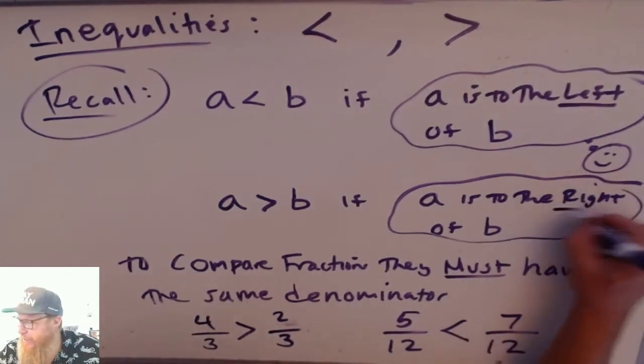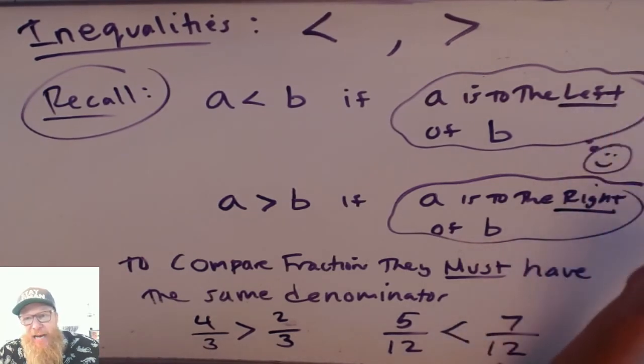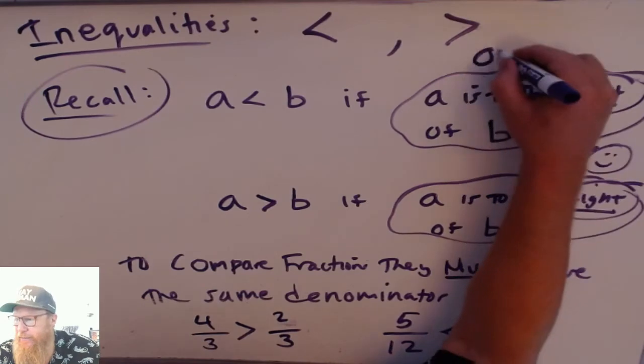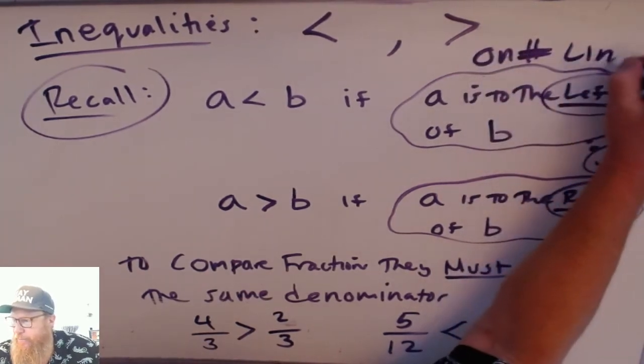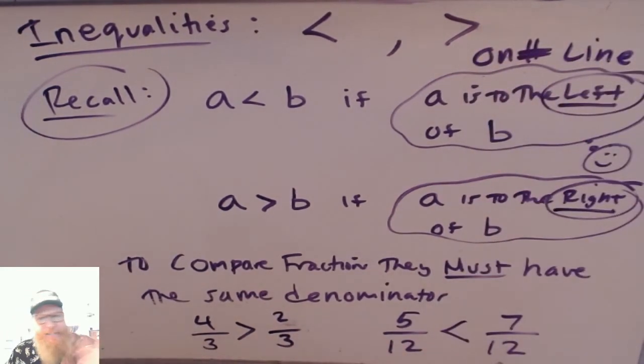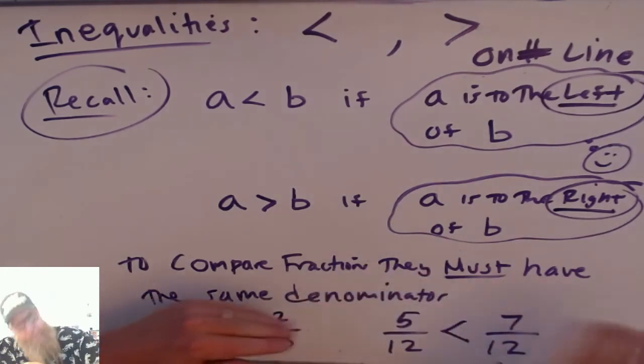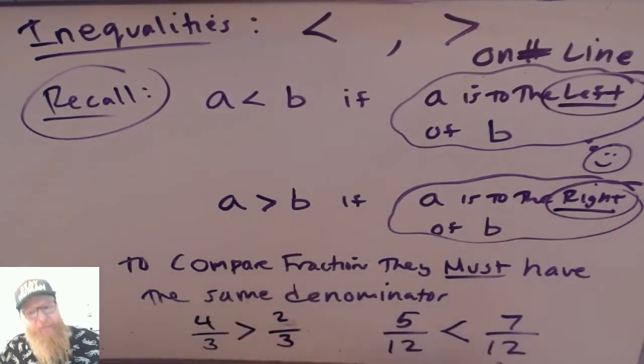And by the way, when I say left and right, I'm saying on the line, on the number line. That's what I mean when I say left and right. I don't mean left and right on paper. I might write them backwards and I'm saying left, but I mean right because I'm talking about where they live on the number line.